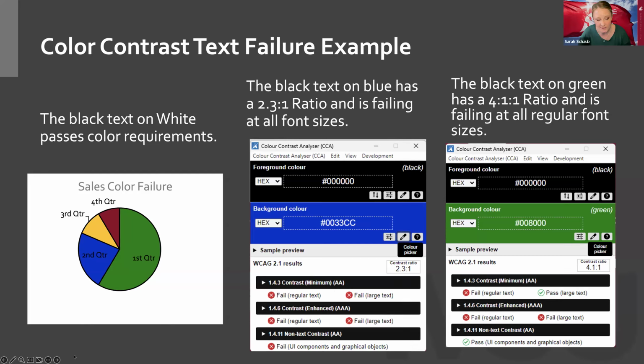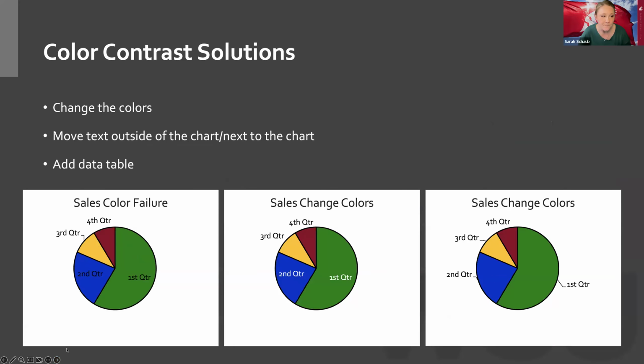So again, sometimes some things will pass and some things might not pass. That's why it's really important to make sure you're always checking and using high contrast, which can be a challenge when you are working with brand guidelines and certain color palettes. And so that's where the supplemental using a table or that narrative can come in handy and really be helpful. So some color contrast solutions: changing the colors, which I just mentioned might be difficult sometimes. Moving the text outside of the chart, next to the chart, that would probably be what I would do.